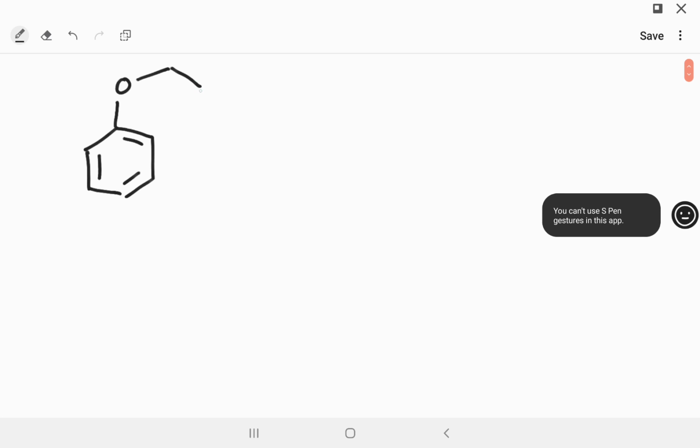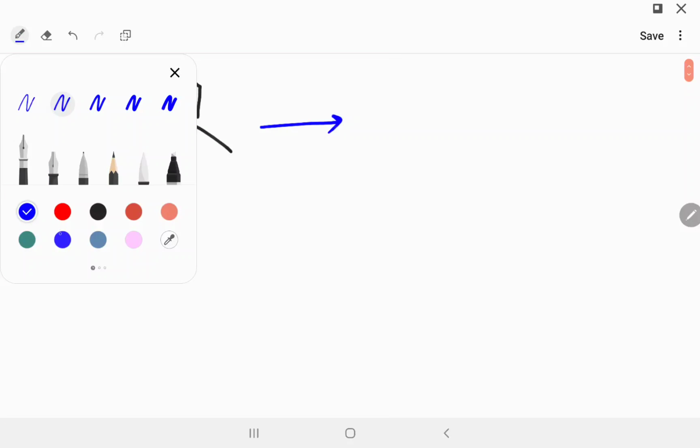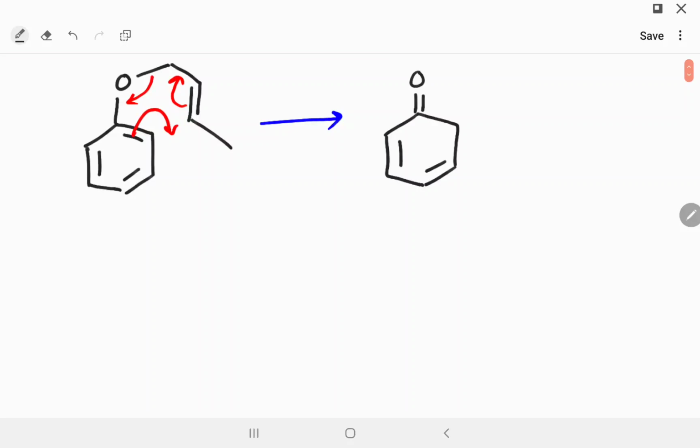Let me redraw it in such a way so that I can do the electron movement properly. So this is what happens. This will make a bond between the allyl group and the benzene group. Then this double bond moves right here, this will move right here. Because of that, you get a ketone. Here is your ketone group, and then the benzene ring will lose the aromaticity. And then what you have is this. Am I correct? I think so.